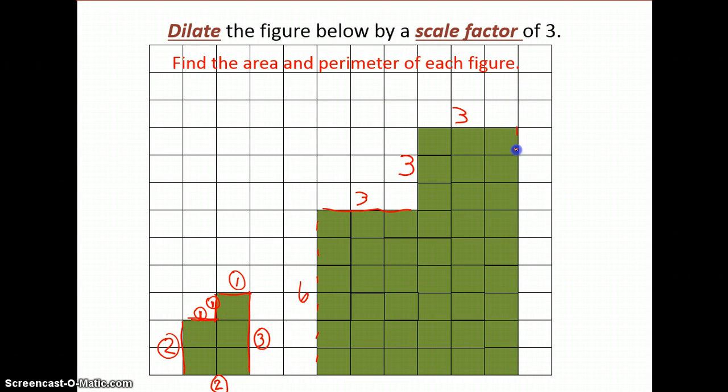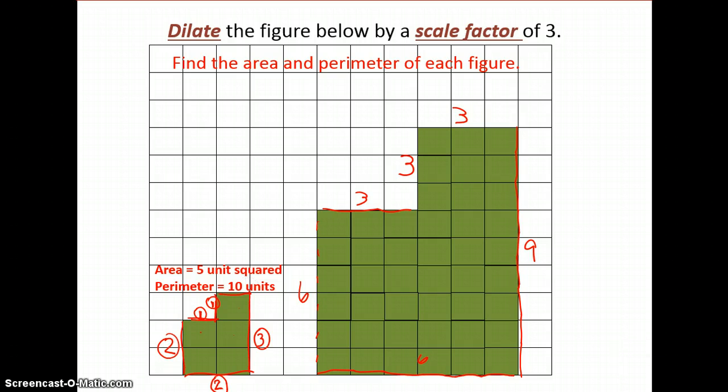3 times 3 is 1, 2, 3, 4, 5, 6, 7, 8, 9. And 2 times 3 is 6. So you see, each side length has been enlarged by a scale factor of 3. I've multiplied each side length by 3. Now, to find the perimeter of my original figure, I just add them up. 2, 4, 5, 6, 7, and 3 is 10. And the area, 1, 2, 3, 4, 5 units squared.